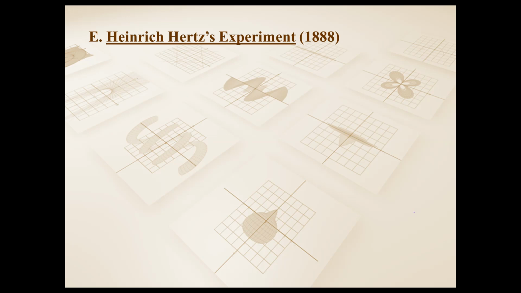Okay, so we have Heinrich Hertz's experiment. And the point of this experiment is its support for Maxwell's prediction, dealing with the fact that a changing electric field can produce a changing magnetic field and vice versa, and they're perpendicular to each other. Well, let's look at the setup of this experiment.